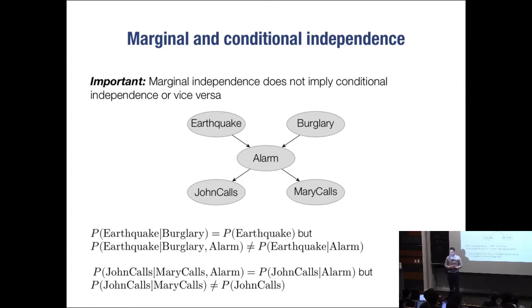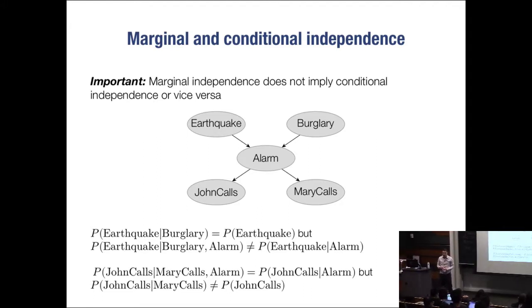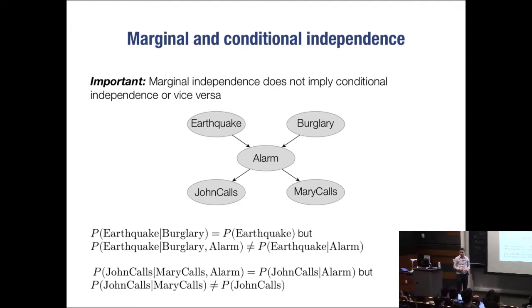In addition, when the alarm goes off, there's some chance that your neighbors will call you. You have two neighbors, Mary and John. If the alarm goes off, then independently, they each flip a coin and say, if the alarm's going off, I'm going to call with probability, say 0.5. If the alarm is not going off, they don't call me, or they call me maybe very, very rarely. Okay, so that's the story.